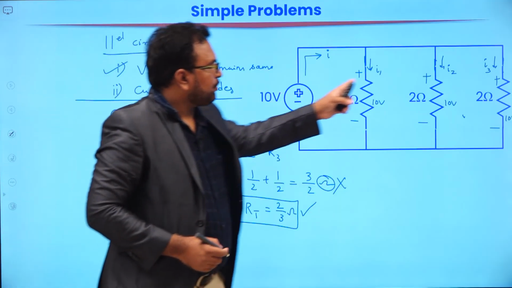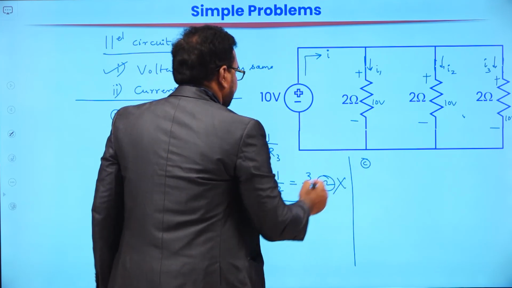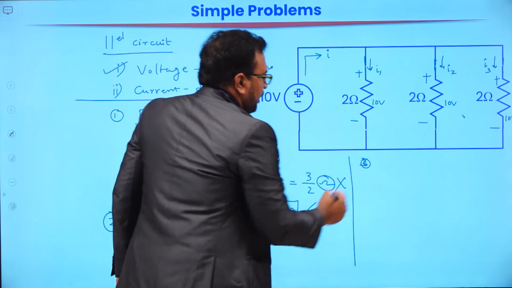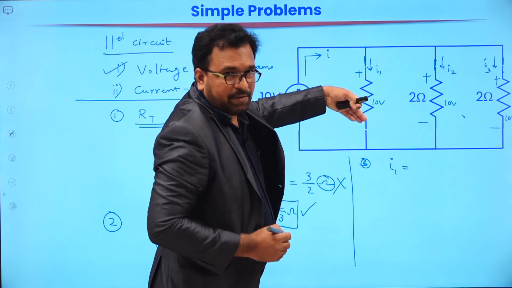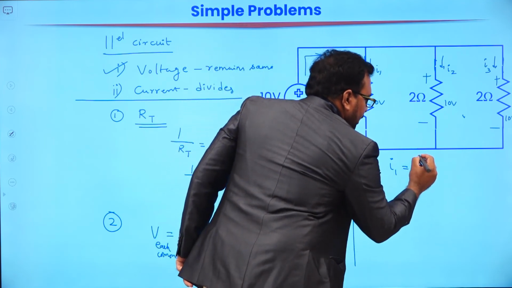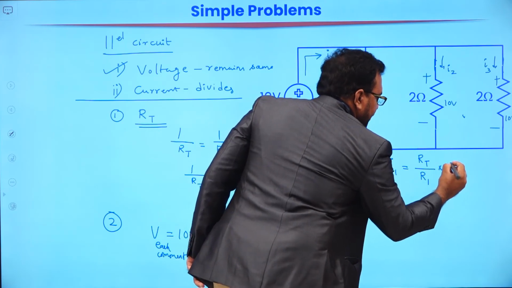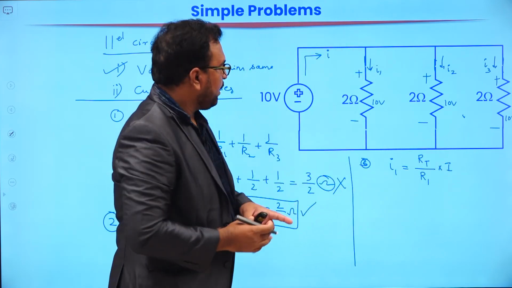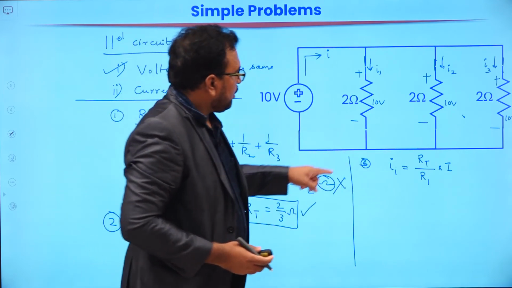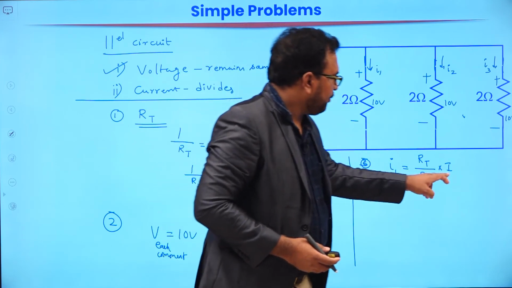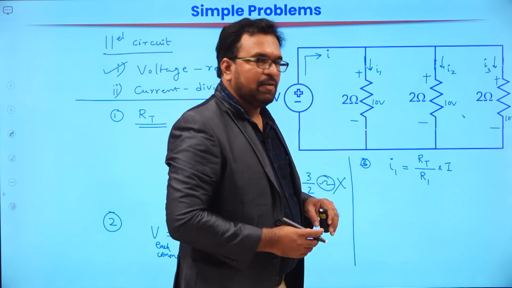How will you calculate the current flowing through each component? By means of the current division rule. So according to the current division rule, I1, the current flowing through the first resistance, is nothing but the total resistance RT divided by the resistance itself R1, into the total current I. But here RT we already know, we calculated 2 by 3. And R1 is 2 ohms. But we don't know the value of I. First we have to calculate the value of I. How are you going to calculate the value of I?